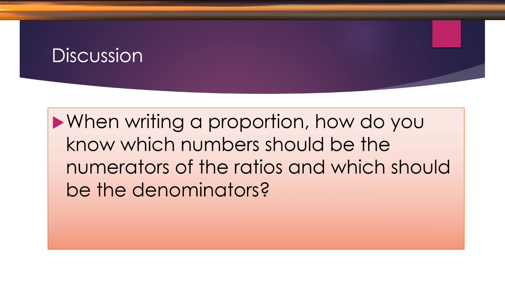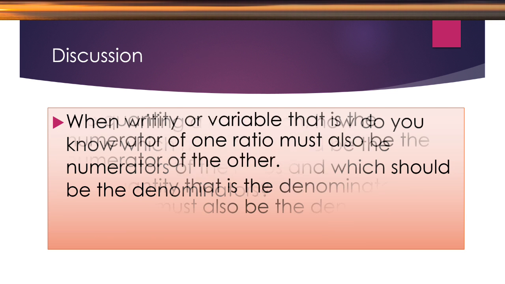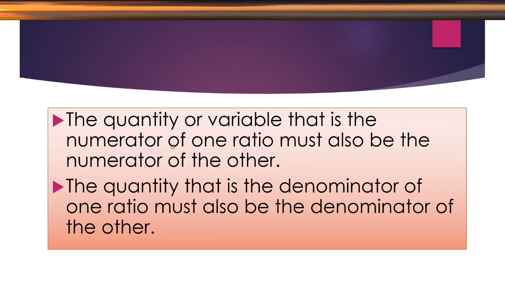As a discussion, we have a question here to discuss. When writing a proportion, how do you know which numbers should be the numerators of the ratios and which should be the denominators? The answer is, the quantity or variable that is the numerator of one ratio must also be the numerator of the other, and the quantity that is the denominator of one ratio must also be the denominator of the other.